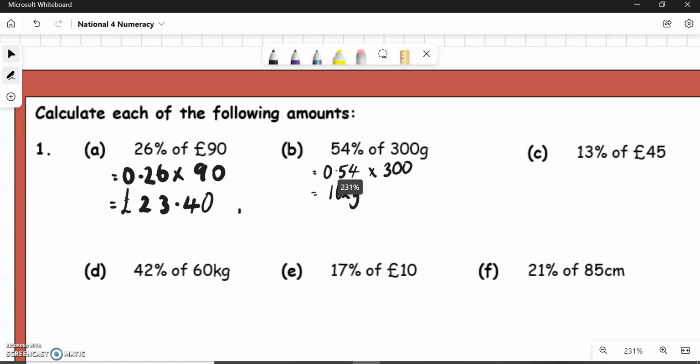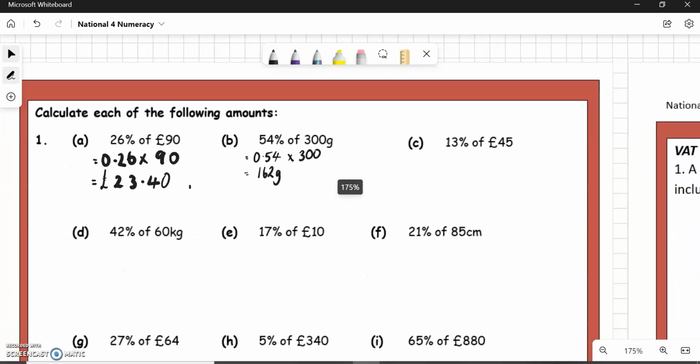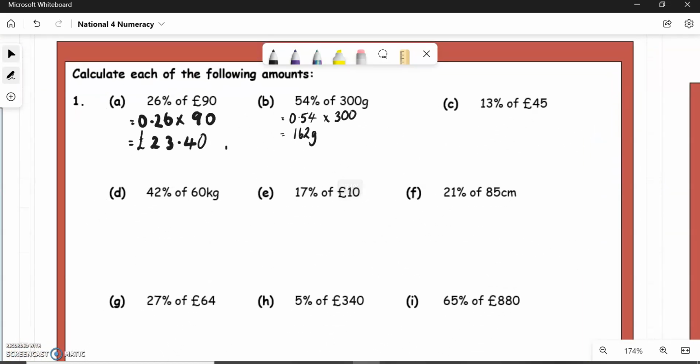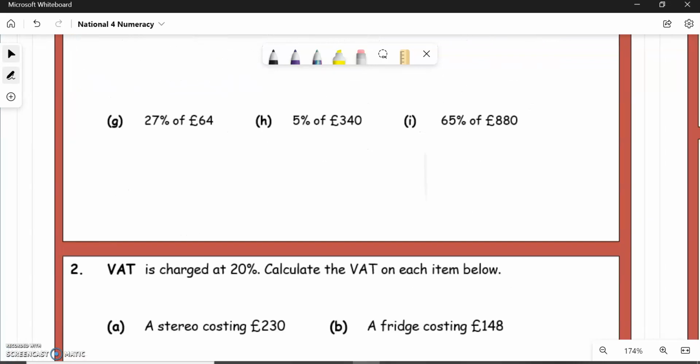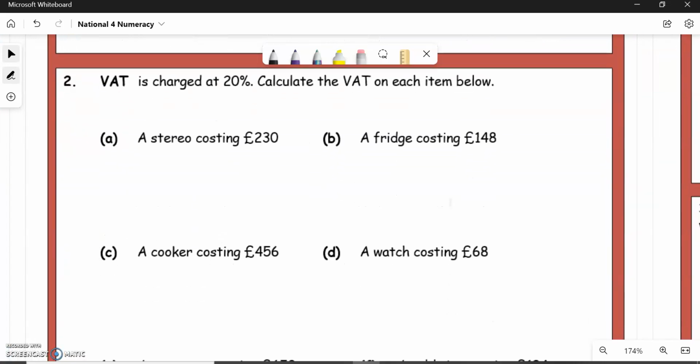So we've just done part A and part B there. That's the first 2 questions. There's 9 questions altogether. Could you please pause the video and complete the rest of this question 1? Okay, you should have done those first 9. Moving on to question 2.